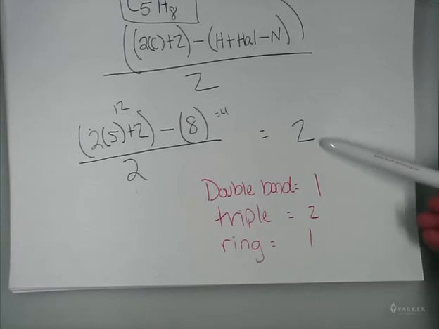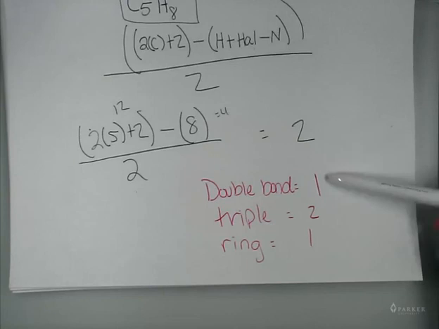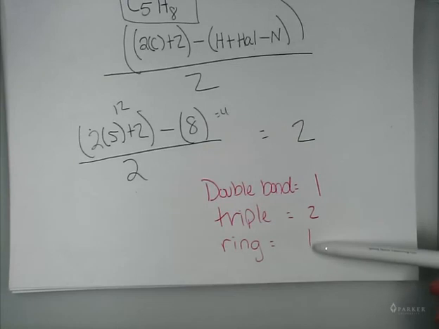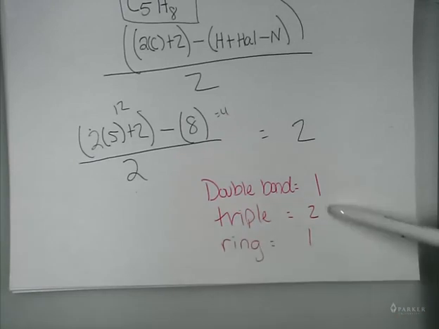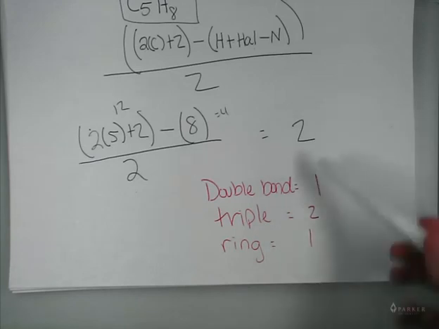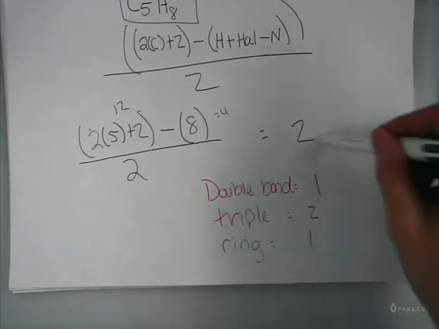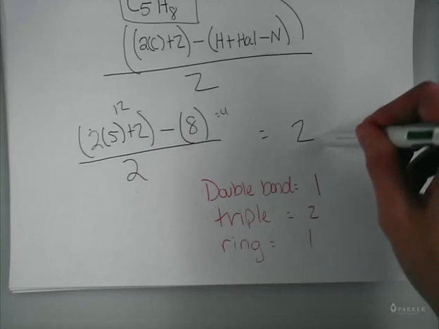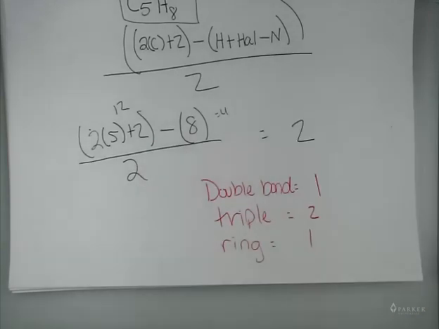So that could mean that I have a double bond in a ring, right? Because what does that add up to? 2. Or I could have just 1 triple bond. Or I could have 2 rings. Or I can have 2 double bonds. I'm not going to make you tell me every single combination possible. But what I do know is that I'm either going to have multiple bonds or rings in this structure. And that's about all you can tell me.